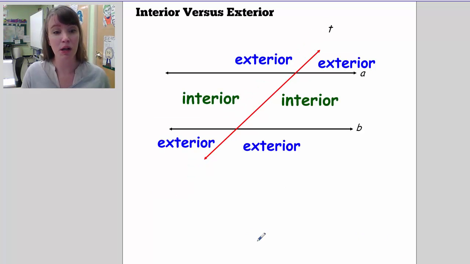Now, one piece of terminology that you need to know is interior and exterior. That's what we're going to use to classify the angles. The interior is the space between the lines A and B, where the exterior is the space outside of A and outside of B.